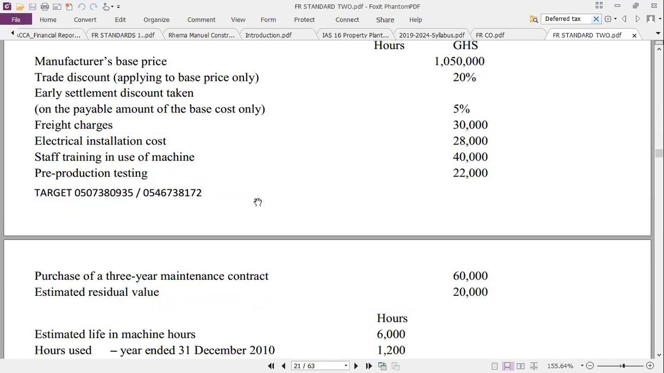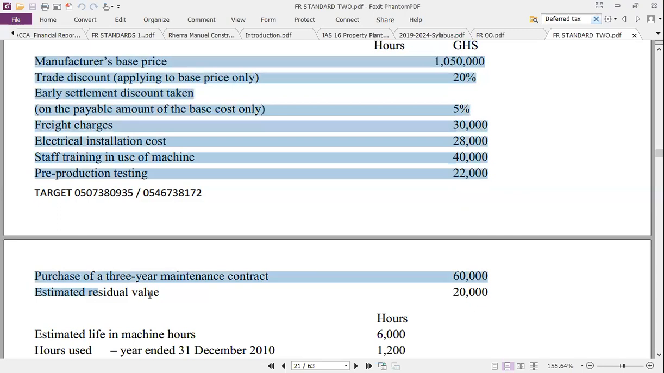So the payable amount. Then freight charges, 30,000. Electrical installation cost, and then the mechanical installation cost. Staff training costs in use of the machine is also here, 40,000. Pre-production testing is also here. From here up to the estimated residual value, calculate the cost of the asset. We're just taking that information. Kindly do that for me.